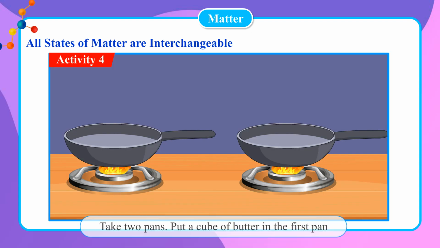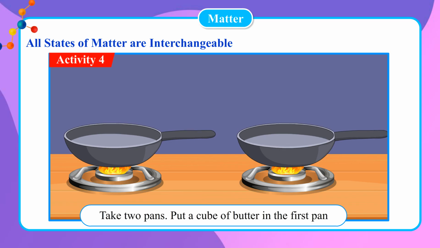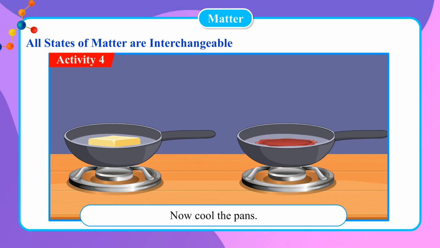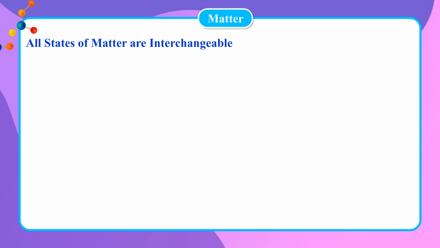Activity 4. Take 2 pans. Put a cube of butter in the first pan and some wax in the second pan. Now heat them equally. We observe that the butter melts first and the wax melts last. Now cool the pans. We observe that they become solid again.